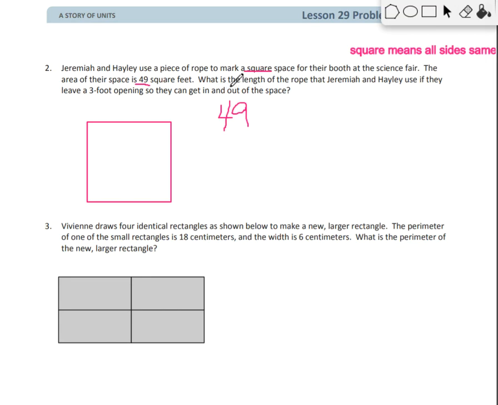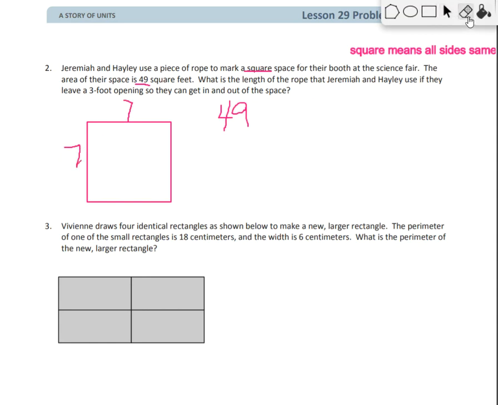It says, what is the length of the rope that Jeremiah and Haley use if they leave a 3-foot opening so that they can get in and out of the space? So your first step, what you want to do, is find the sides. There's only one set of numbers that makes 49. It's not prime because it can be divided by something other than 1. So these 2 numbers would be 7 and 7.